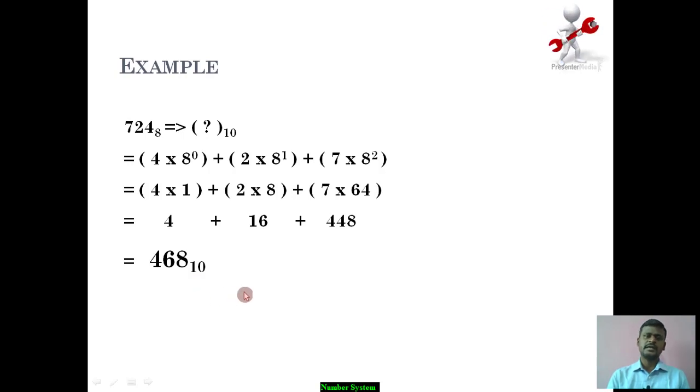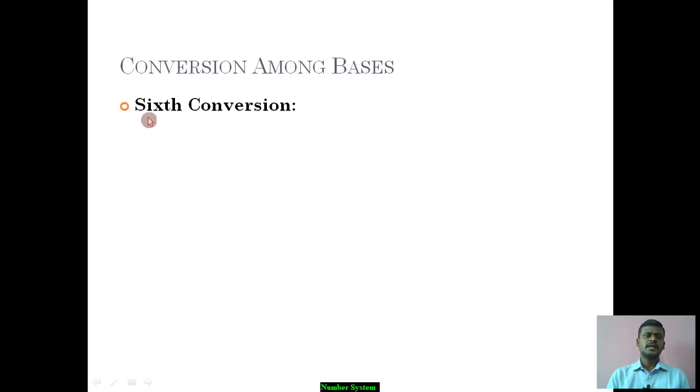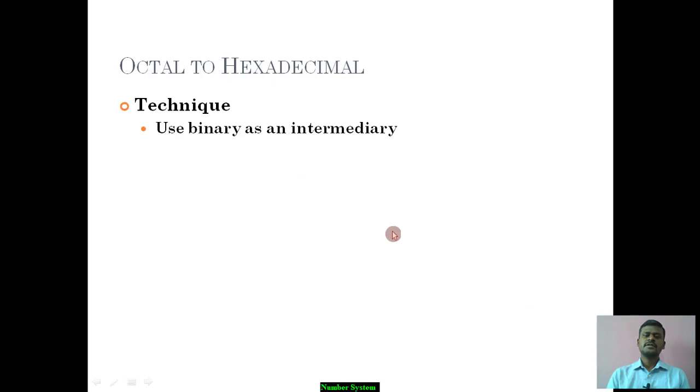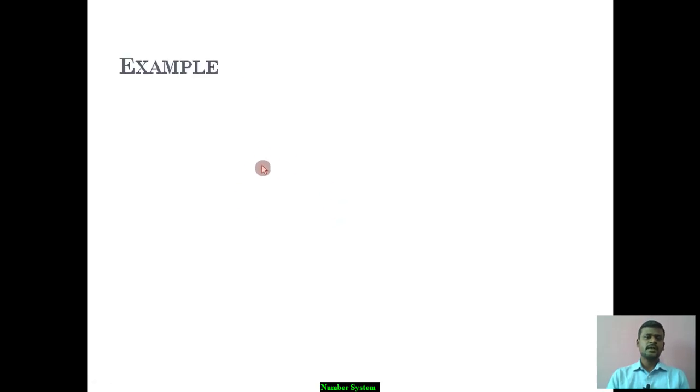Now we will move on to the next conversion, that is the sixth conversion. This is the final conversion, from octal to hexadecimal value. We will see the technique now. The technique is to use binary as an intermediary. This means for the given octal number we need to find the equivalent binary number, and from that binary number we find the hexadecimal equivalent value. So using this technique we will see the example now.